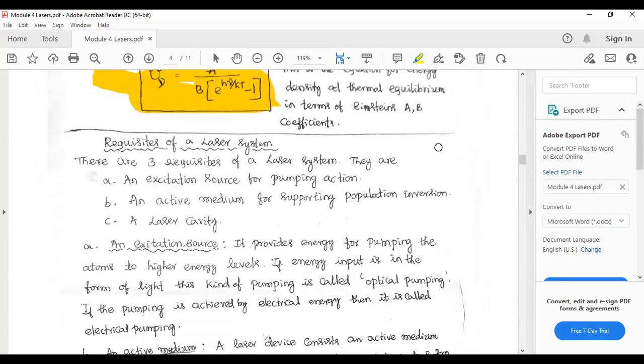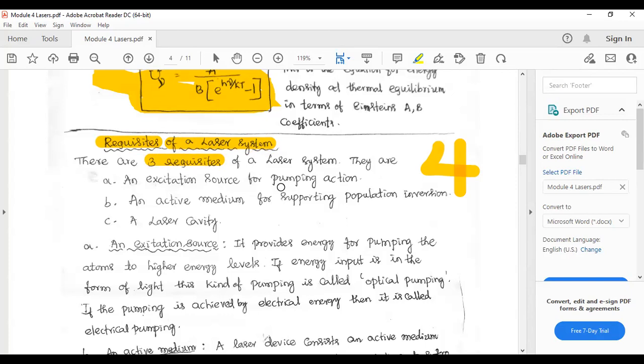Then there are a few minor questions for 4 marks. That you have to read. The first question is the requisites of a laser system. Requisite means, if you assume that you are going to construct a laser, then what are the 3 essential things you have to bring with you?